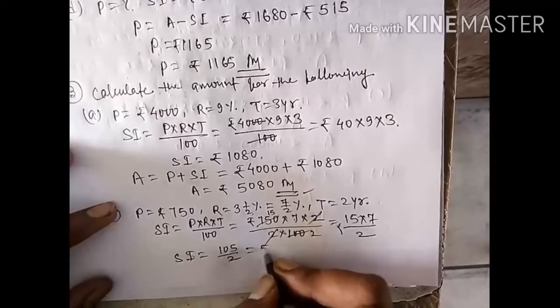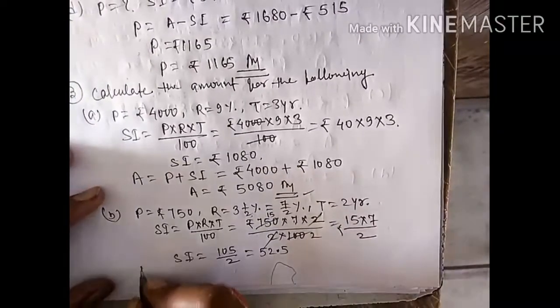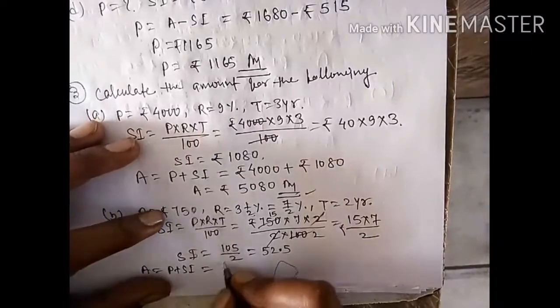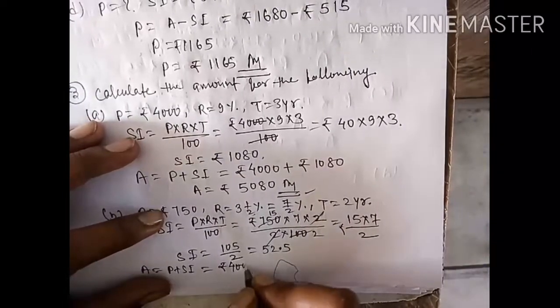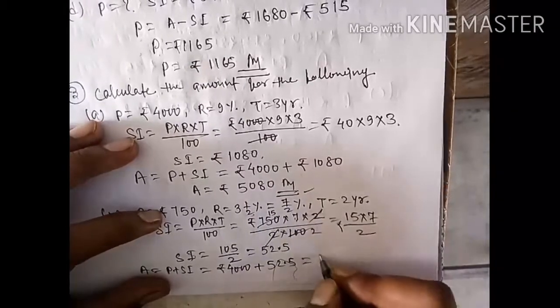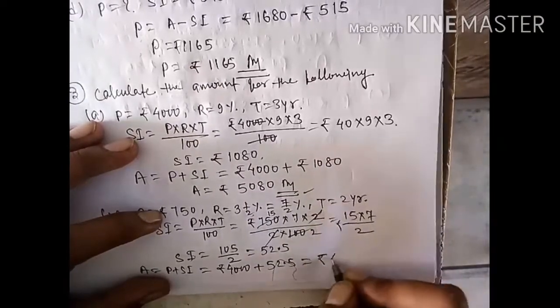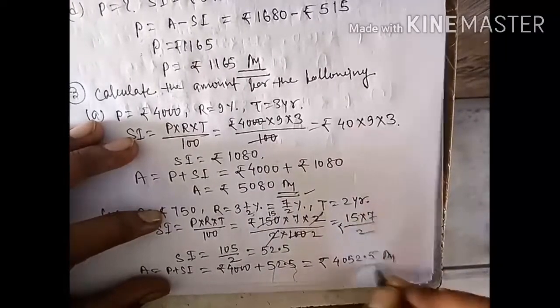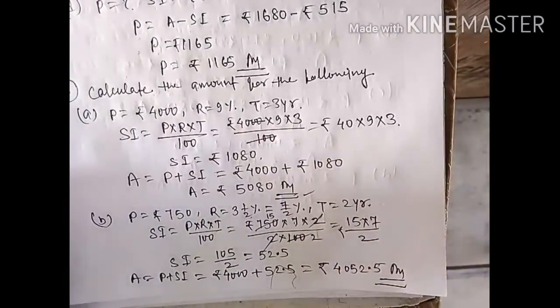That is 52.5. Now amount is equal to P plus SI. Here principal is ₹4000 and SI is ₹52.5. After adding you get ₹4052.5. This is the amount, this is the answer.